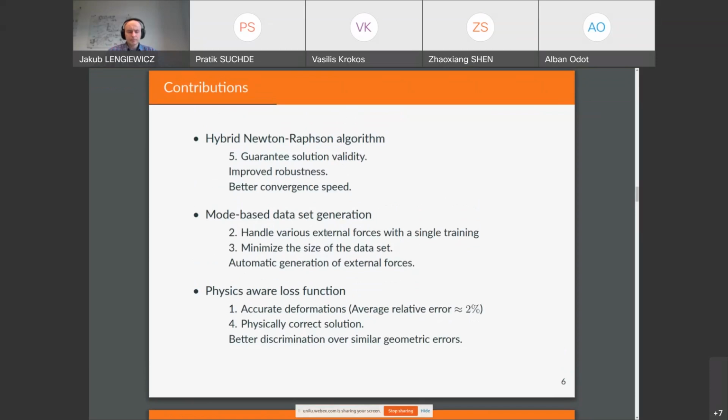And finally, we'll present the physics-aware loss function. That is not exactly the same as the physics-informed neural network mentioned previously, but it's using another formulation of the physics law.